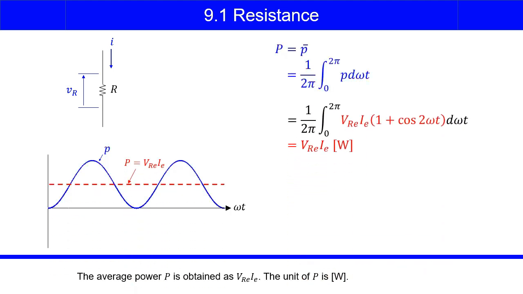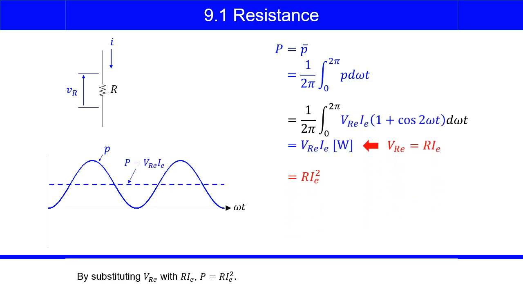The average power P is obtained as VRE, the unit of P is watt. By substituting VRE with RIE, P equals R times IE squared. By substituting IE with VRE over R, P equals VRE squared over R.